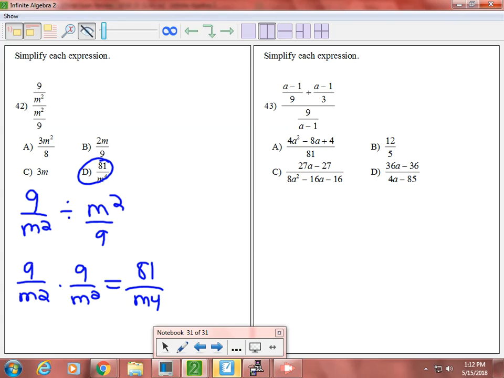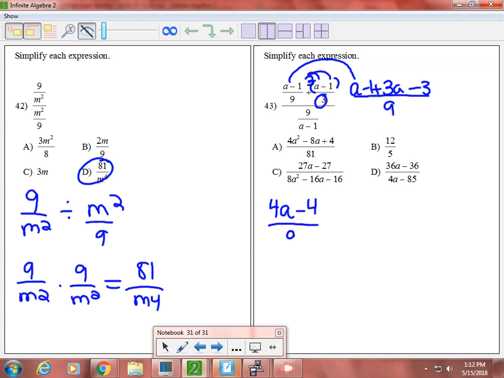Okay, this one just has some adding and subtracting in it. So in our numerator, we need to get like terms, so I'm going to put that over 9. To make this become 9, I have to multiply all of this stuff up here by 3. So I have a minus 1 from here, and then I have plus 3a minus 3. I'm going to write that as one fraction down here with my like terms put together. So I have 4a minus 4 all over 9.